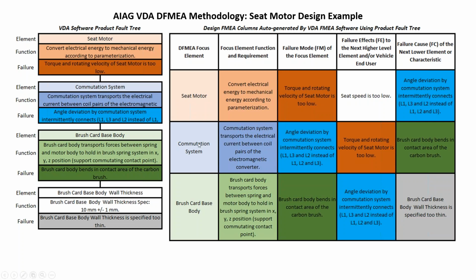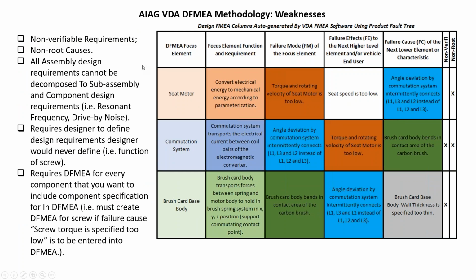So here we see the commutation system. Here we see the failure mode. Here we see how they basically take these three elements and they use it to populate the first three columns of the commutation system design FMEA. They get the effect by going one level up.